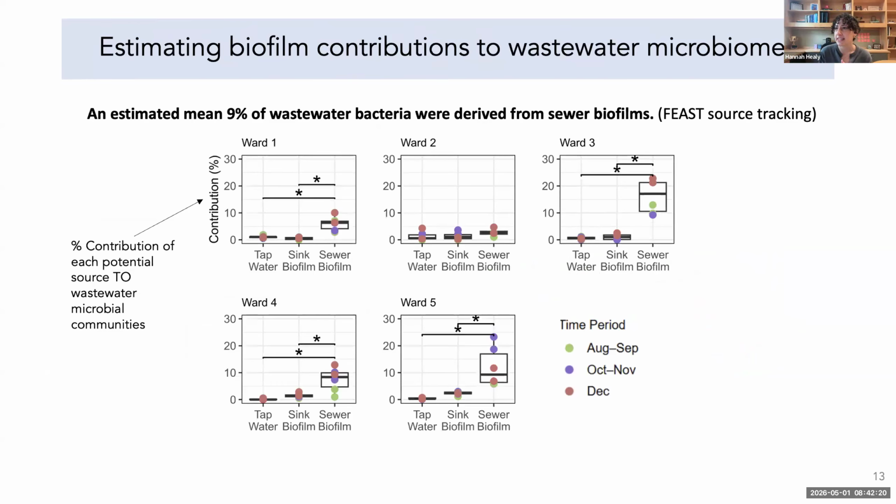And so as we start to estimate the biofilm contributions to the wastewater microbiomes, we used FEAST source tracking to estimate the percent contribution of each of our upstream sources to wastewater microbial communities as a whole. We found that tap water and sink biofilms had negligible contributions. The majority of the contributions were from an unknown source, which we think would be the human population. But we did see some contributions from these sewer biofilms. So this is at the ward scale, but averaged across the wards, we estimate 9% of wastewater bacteria were derived from sewer biofilms.